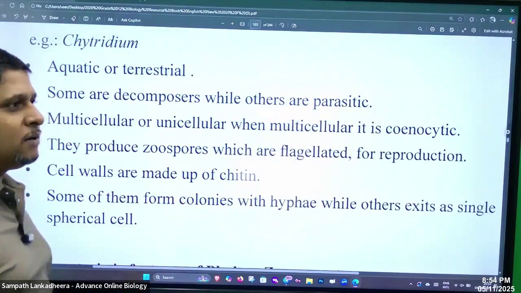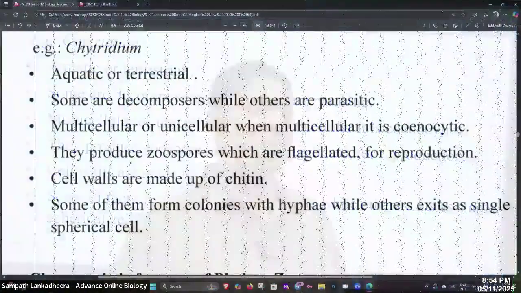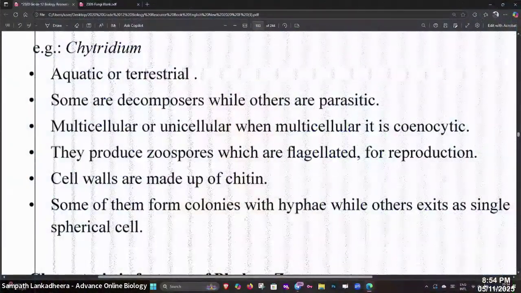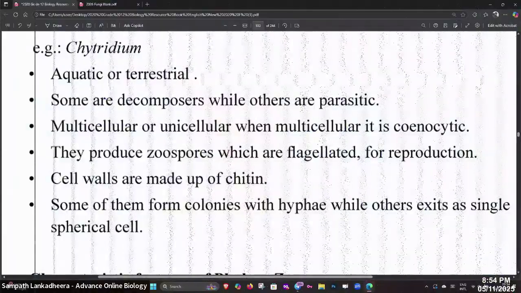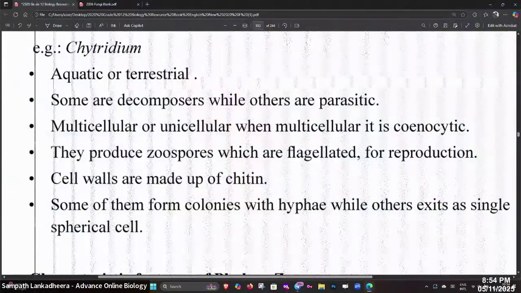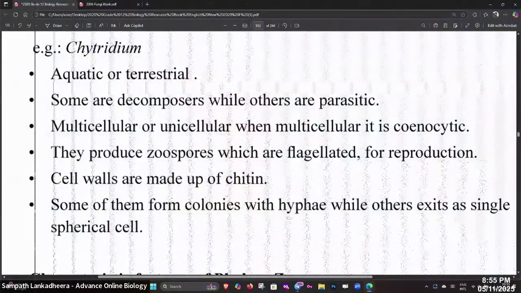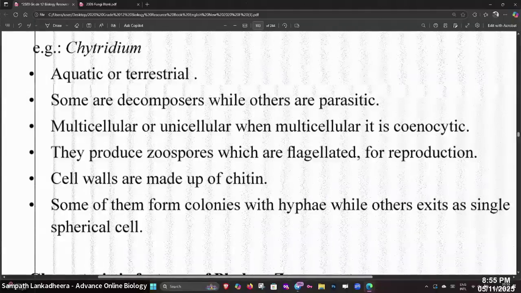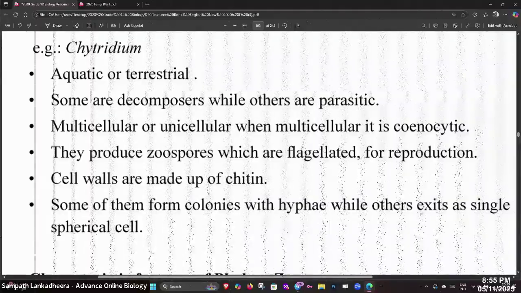Chytridiomycota. They can be terrestrial or aquatic. Some are decomposers while others are parasites. What do you call a decomposer? They grow on dead organic materials. Parasite means they are growing on live organisms. They are either unicellular or multicellular, and when multicellular, they are coenocytic. Now you understand that.